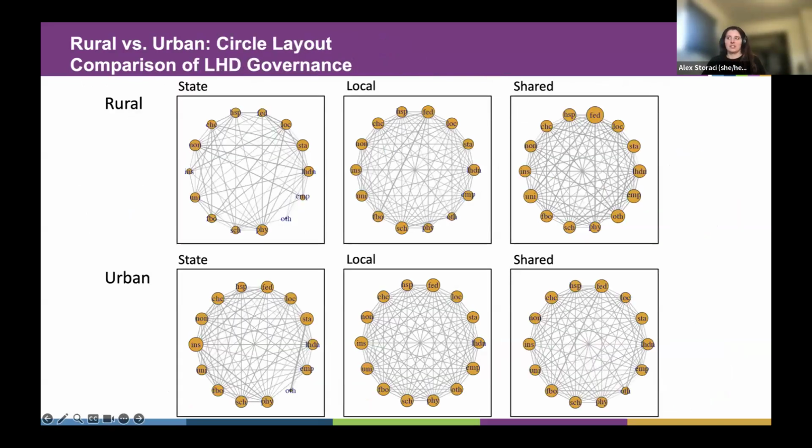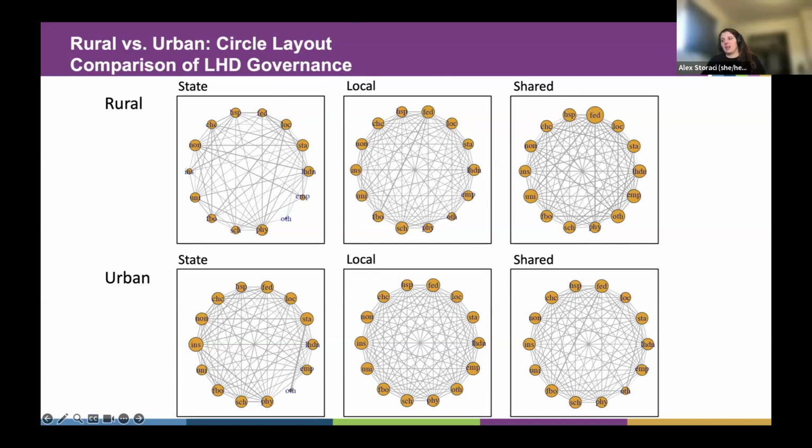So here, rural networks are shown on top. Basically the entire first row here, these are all showing rural networks in 2018, and then they're subdivided into these different types of governance structures. And the second row is showing non-rural networks. And each column represents local health department governance. Usually this is dictated at the state level, and local health departments can be governed by the state, locally, or they can be governed both by the state and locally.